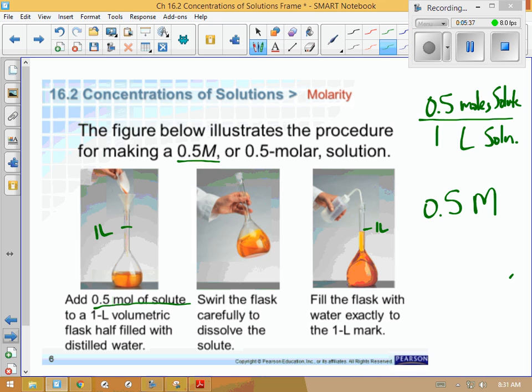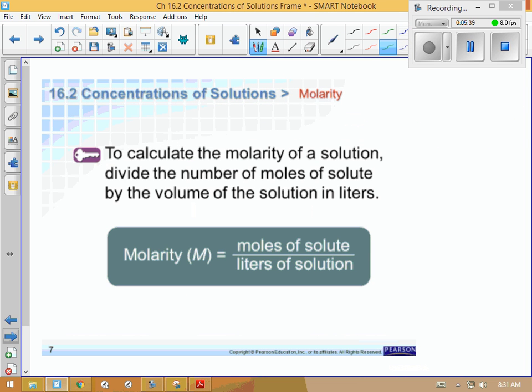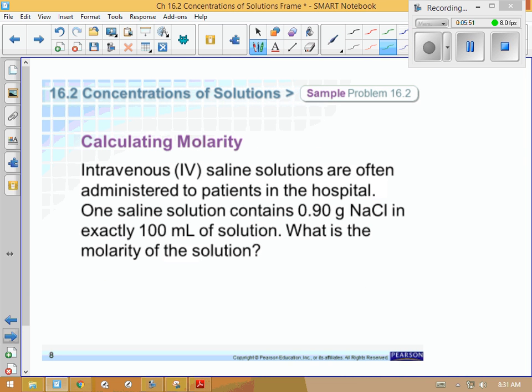I'll move on. There is your equation. I will put that on a piece of paper for you. Molarity, the big M, is moles of solute over liters of solution. How do you calculate it? This is sample problem 16.2. Go ahead and get your books out.